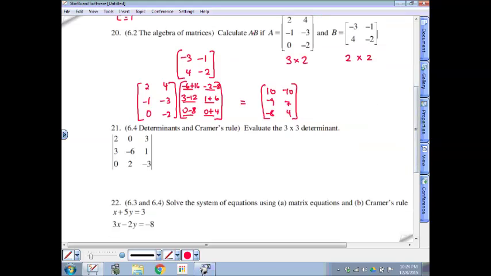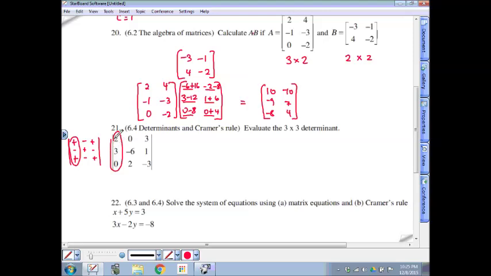Okay, question 21. To find the determinant of a 3 by 3 matrix, it could be done a number of different ways. Easiest way is to choose a row or a column that contains a 0, like this column, for example, there's a 0. And then keeping in mind this pattern of pluses and minuses in a 3 by 3 matrix. So if you're choosing the first column here, you're going to have to follow this kind of a pattern.